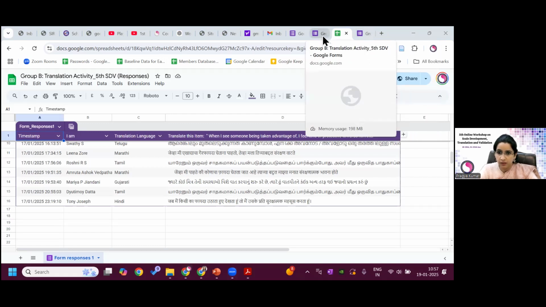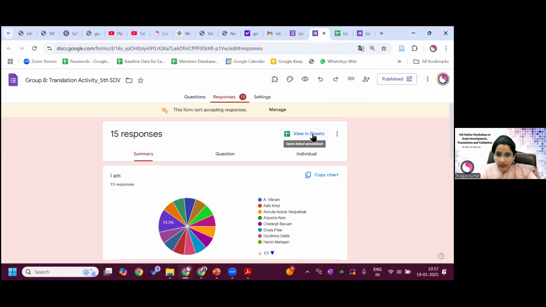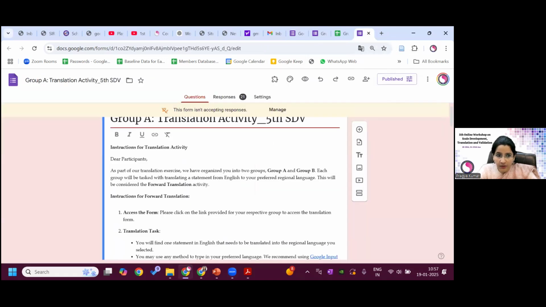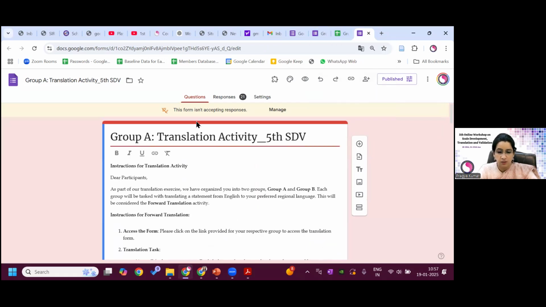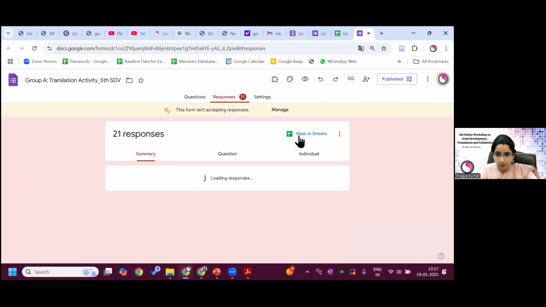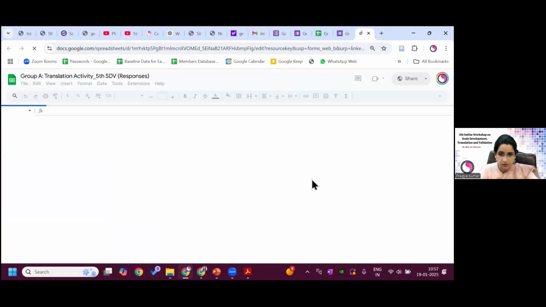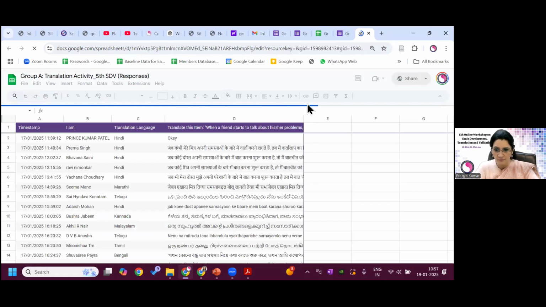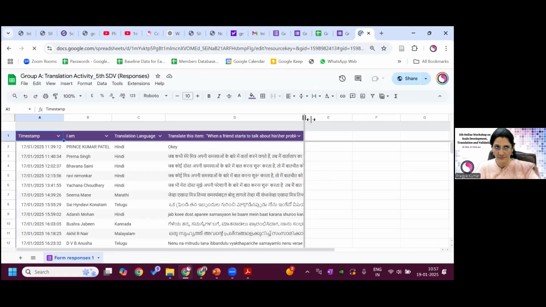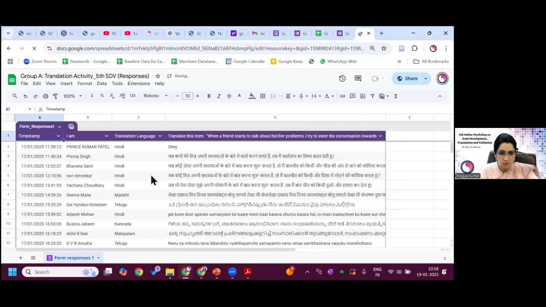Now coming to group A, this is group A. I have to go to responses, then view in sheet, and then if I see, yes, here we can see more Hindi translations, like Prerna, Bhavna, Ravi, Yachna. When my friends start talking about their problems, I change the subject of the conversation. So you can see here, if you see this translation, words like vartaa and vartalap.